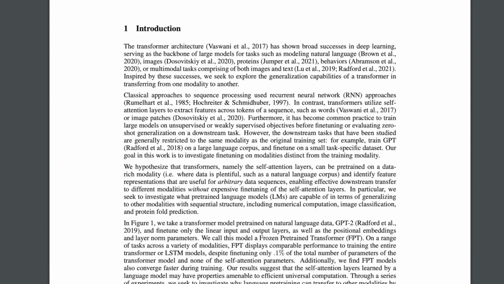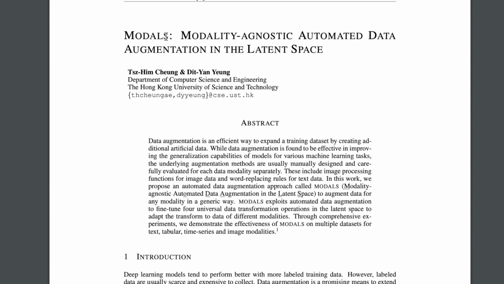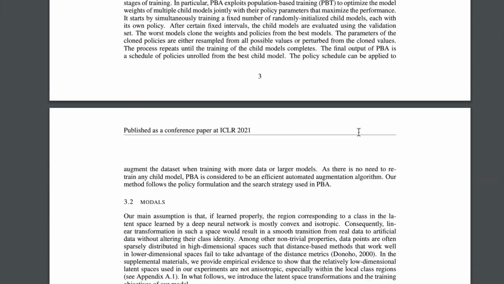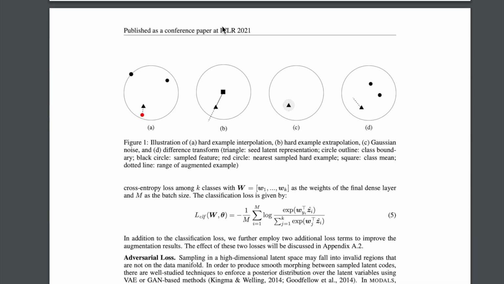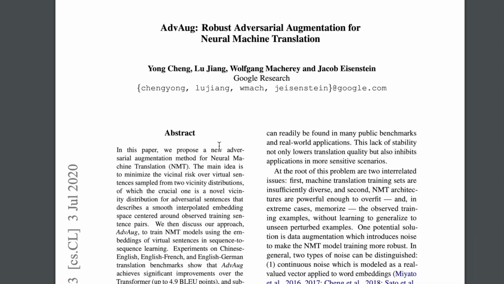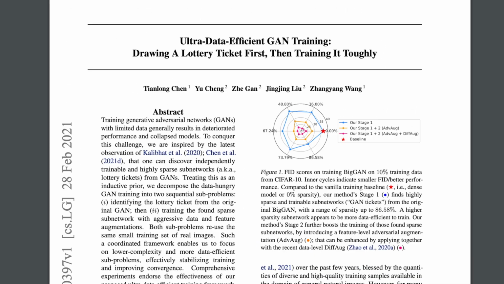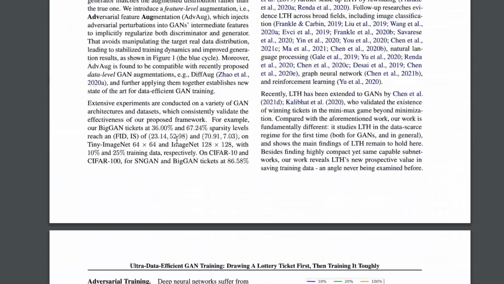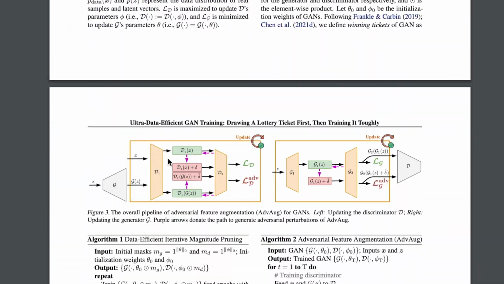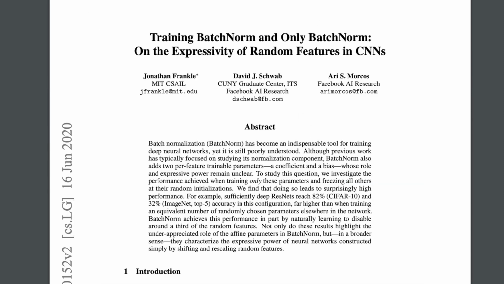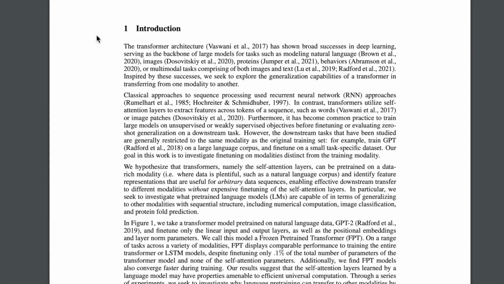So it reminds me of these papers, like recently I did a video summarizing MODALS, modality agnostic automated data augmentation in the latent space. This is looking at this idea of augmenting data directly in these intermediate feature spaces by looking at different strategies of how to interpolate and extrapolate within these intermediate feature vectors. And other papers do this as another example, such as adversarial augmentation in embedding spaces, and the ultra data-efficient GAN training strategy, another technique of looking at how to augment data in the latent space in these intermediate feature embeddings.